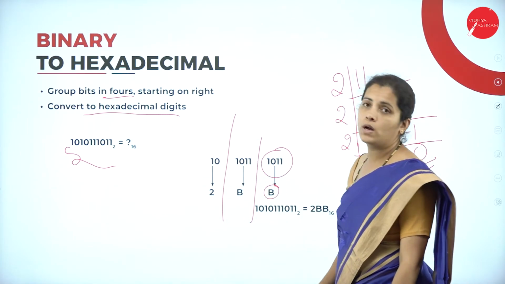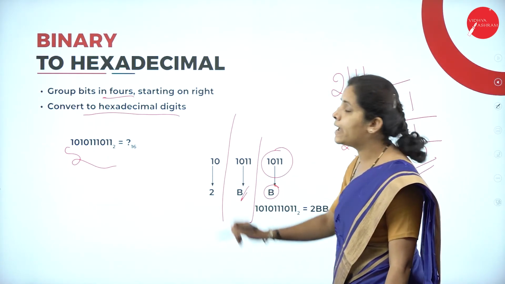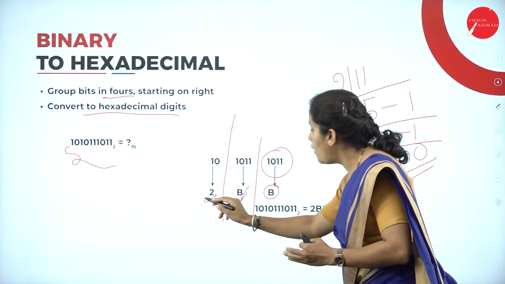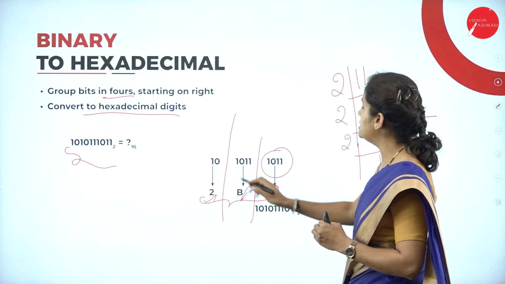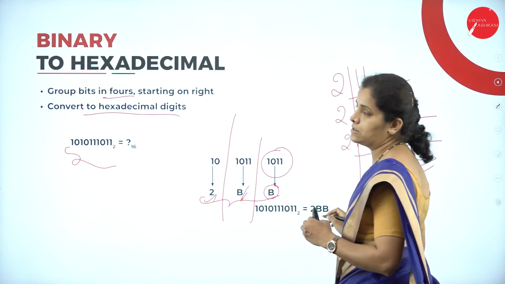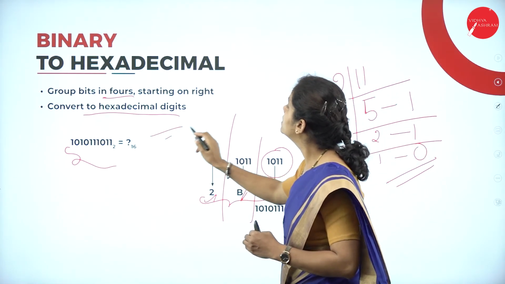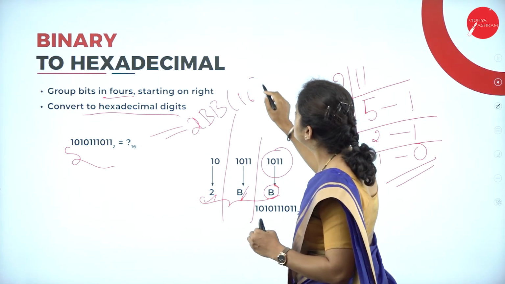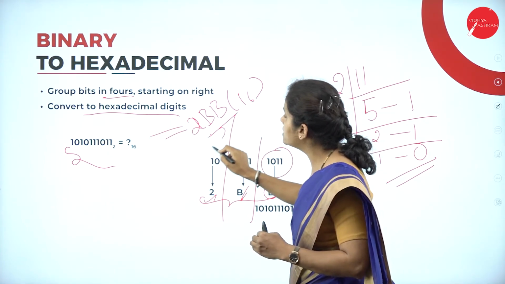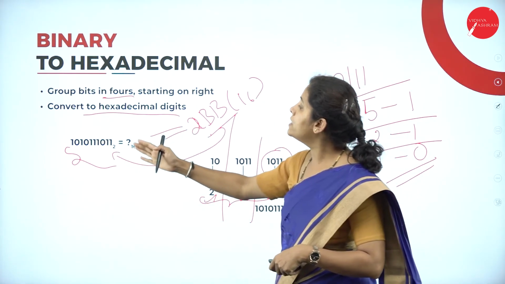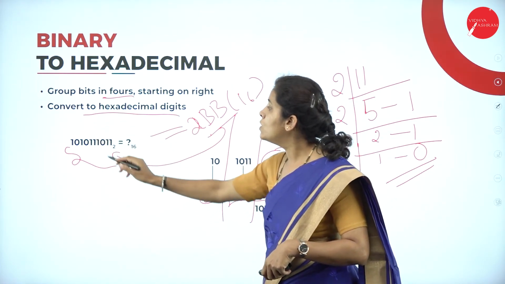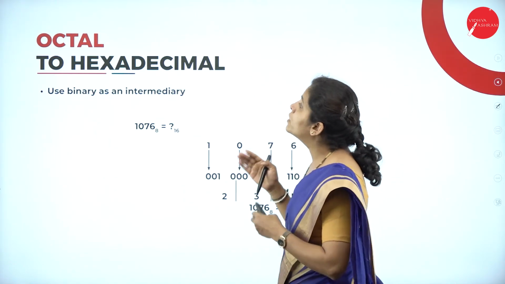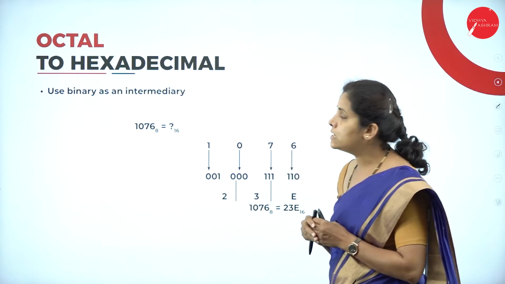Once again we have 1011, it is B, and we have 10, it is 2. Now I am going to combine all these values together, that is 2BB of 16. This is the hexadecimal value. This is the hexadecimal equivalent to binary value 10101111. Moving further, we are going to have octal to hexadecimal.